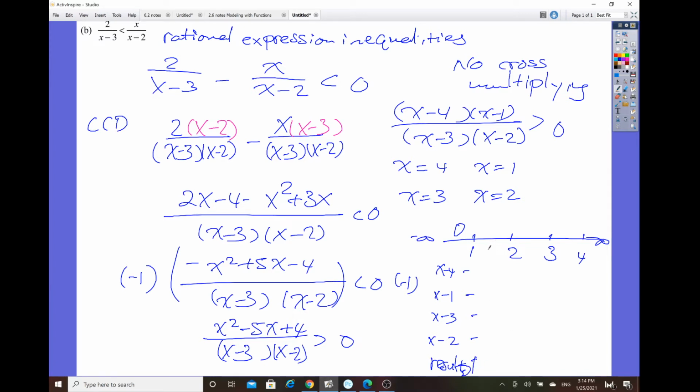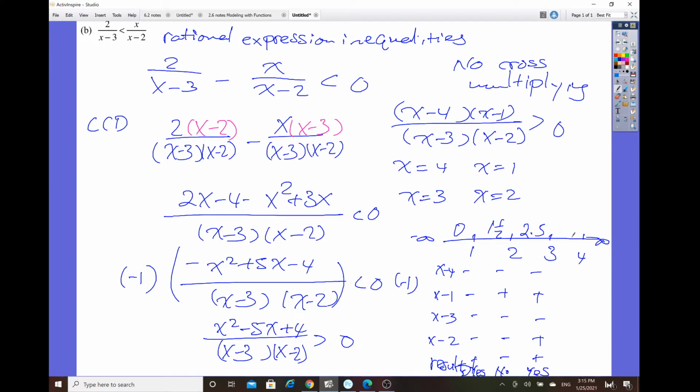And then what about the one right between 1 and 2? Let's say 1.5. Plug in 1.5. We do have negative, positive, negative, 1.5 minus 2, negative. So negative times positive times negative, which is negative. That's not the result, so no. Again, the first one is yes. And then in between 2 and 3, so 2.5. 2.5 minus 4, negative. 2.5 minus 1, positive. 2.5 minus 3, negative. 2.5 minus 2, positive. Is that the result we want? Yes, because negative times negative is positive, times the rest of the positives is still positive. Yes.